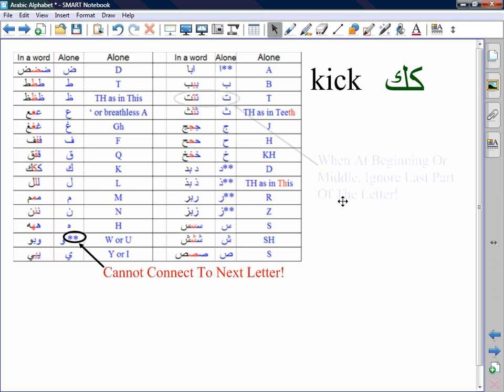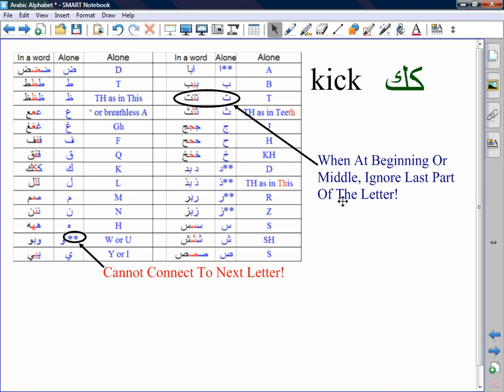And the last thing I'm going to point out, someplace over here, there we go. Sometimes when something is in the middle of the word, you ignore the very end part of that letter. You see how with the T, it normally looks almost like a smiley face. But when it's inside a word, you're going to ignore that last part of it. And normally these will be above that peak. You see how that works?